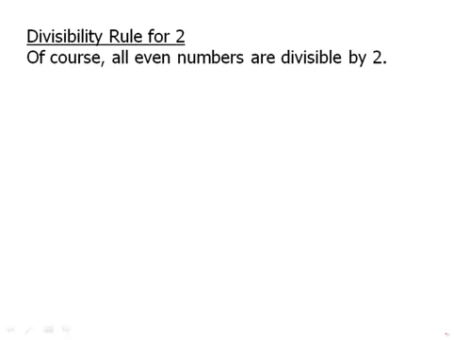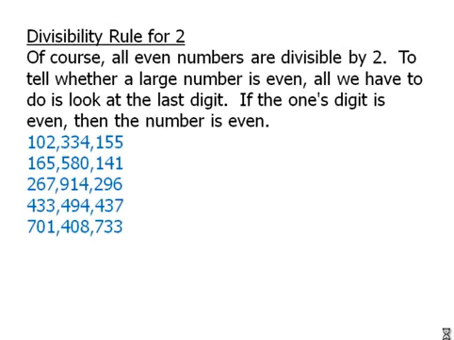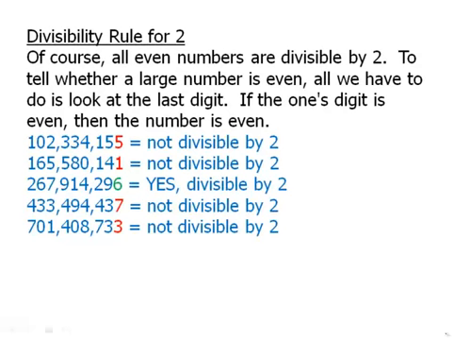Of course, all even numbers are divisible by 2. To tell whether a large number is even, all we have to do is look at the last digit. If the ones digit is even, then the number is even. So we have these large numbers. We can ignore the rest of the number and just look at the ones place. And in the ones place, we see 5, 1, 7, 3. Those are all odd, but the 6 is even. That means that the middle one, with a ones digit of 6, that's the only even number, the only number divisible by 2. So that's divisibility by 2.